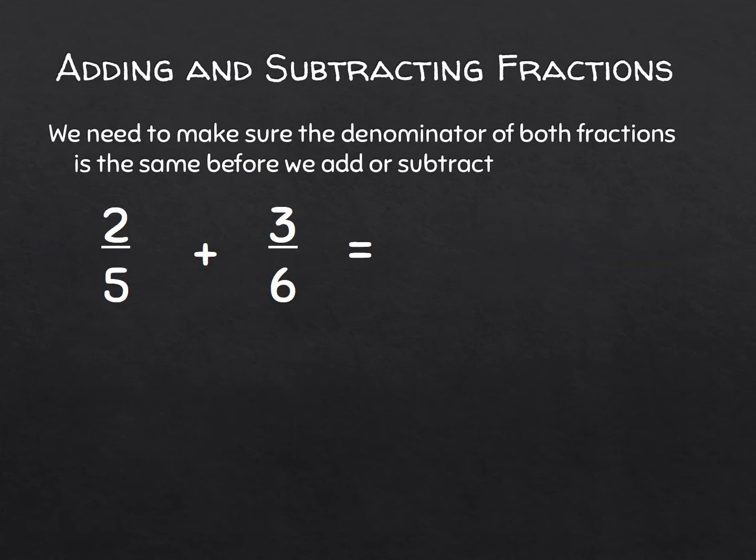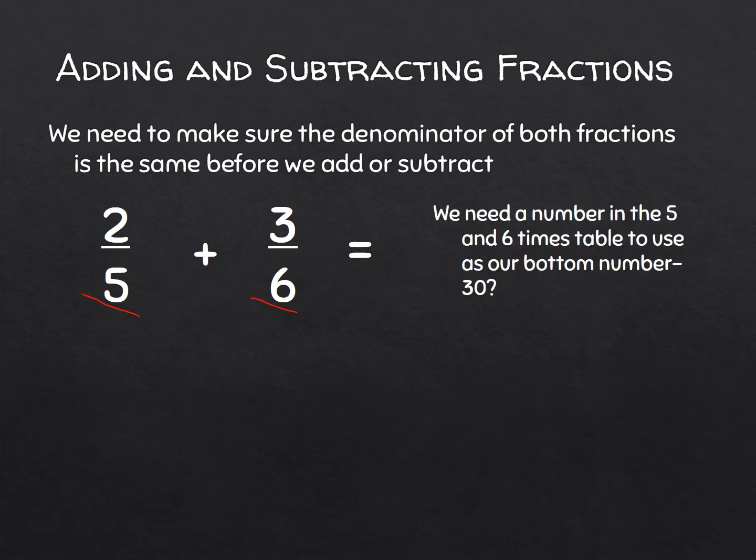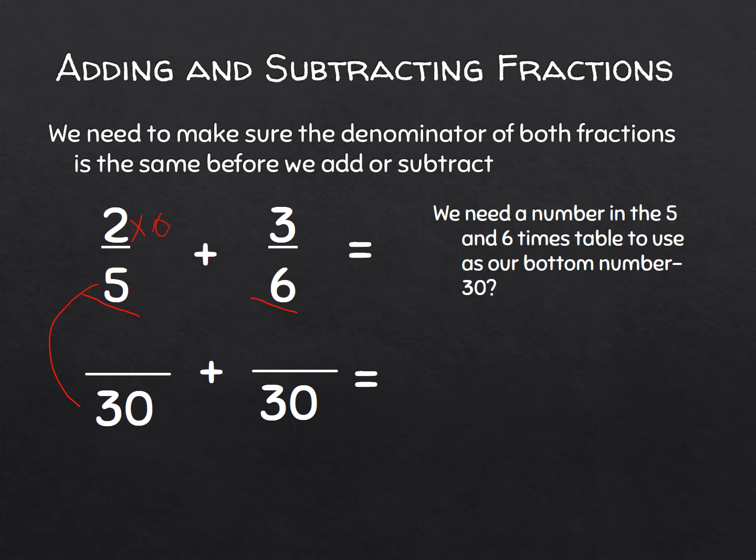So this one here, we've got 5 and 6, and we think about what's the smallest number that 5 and 6 go into. And the smallest number that 5 and 6 go into is 30. So we're going to change both of these ones to get 30. Alright, so let's deal with the first one. 5 times what equals 30? 5 times 6 is 30, so we're also going to multiply the 2 by 6 as well. And 2 times 6 is 12.